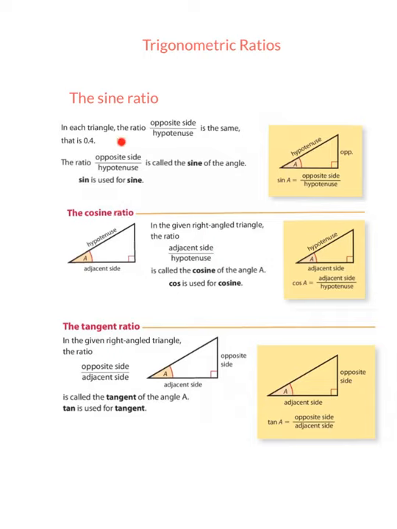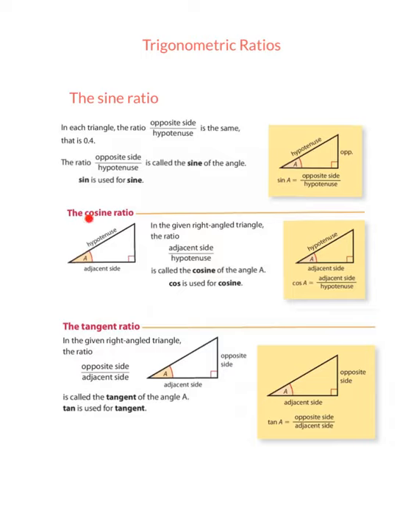So in each triangle, the ratio opposite side over the hypotenuse is the same, that is 0.4. So the ratio opposite side over hypotenuse is called the sine of the angle. And we use sin for short. So for the sine of the angle A here, or sine of any angle, it's the ratio opposite side all over the hypotenuse.